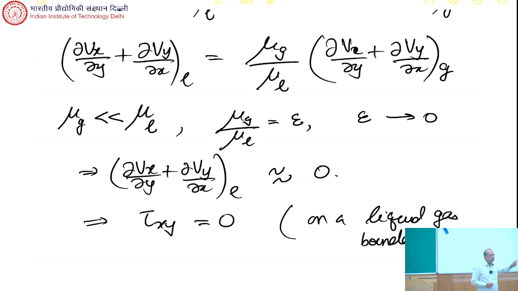And this becomes a very usable boundary condition, because then you will say if there is a liquid gas boundary, on that boundary shear stress will be 0.